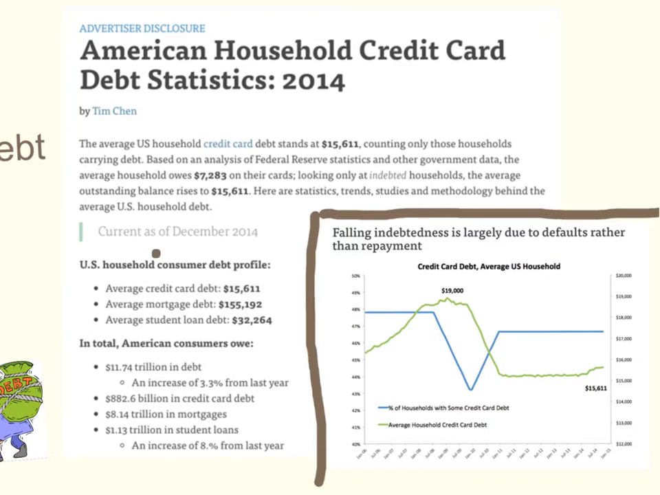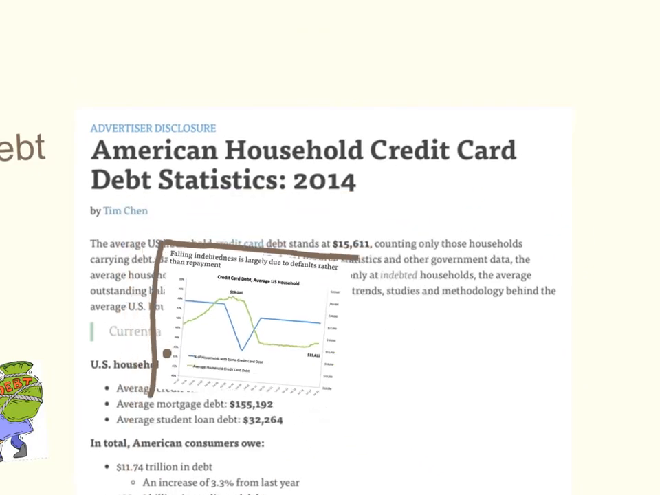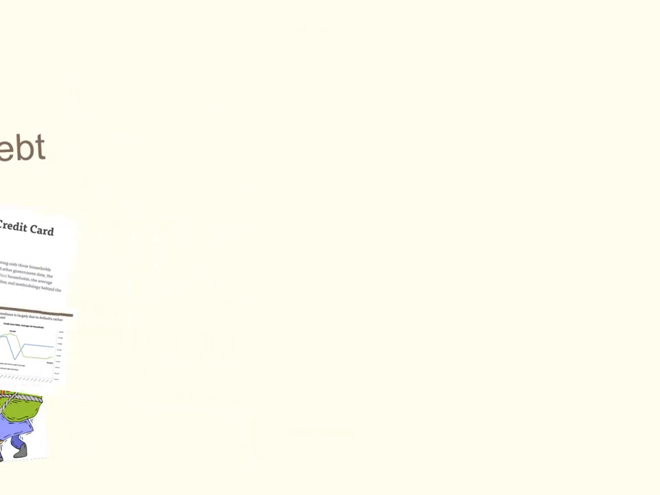Moving on, okay, so here we have how it's being measured. We measure household credit card debt by using average credit card debt, average mortgage debt, and average student loan debt. This is just a simple statistic we pulled off the internet, written by Tim Chen, the American Household Credit Card Debt Statistics for 2014. We won't be exactly using these numbers, but this is just to give you a little bit of insight on how crippling debt can be. As you can see, it's not really good based on the graph.